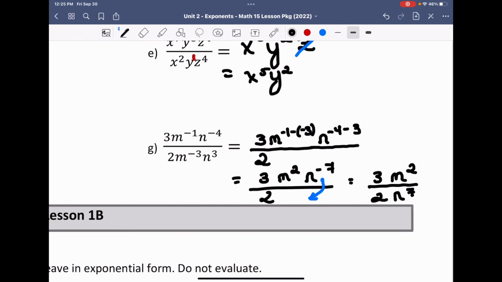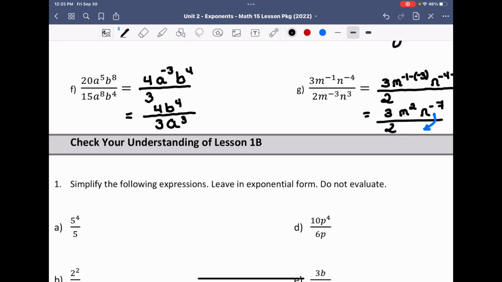All right, here's the check your understanding section. This is the part I would like you to practice.